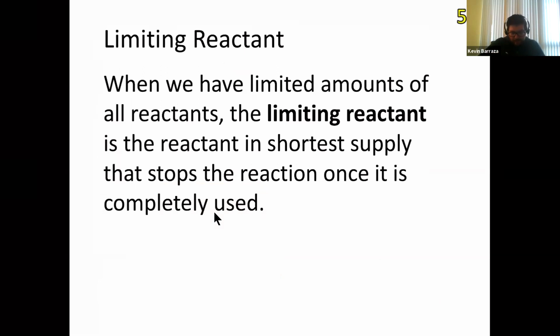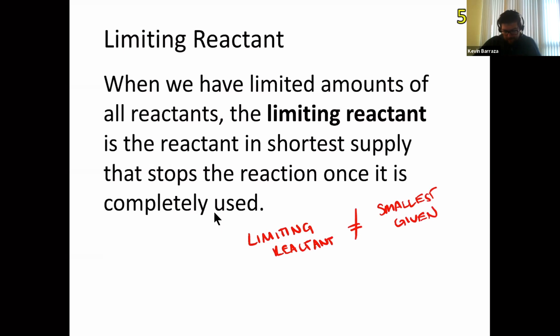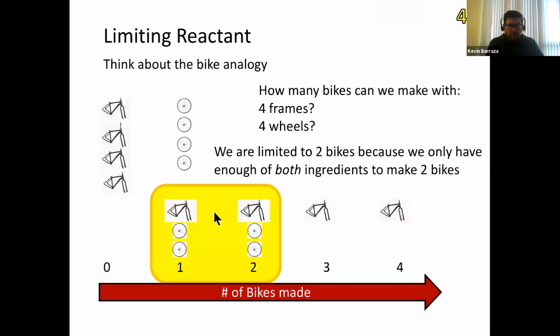One thing to note is that the limiting reactant does not always the smallest, I'll say given. And then I'll say see last slide for that. Because we actually had equal numbers of each of these.